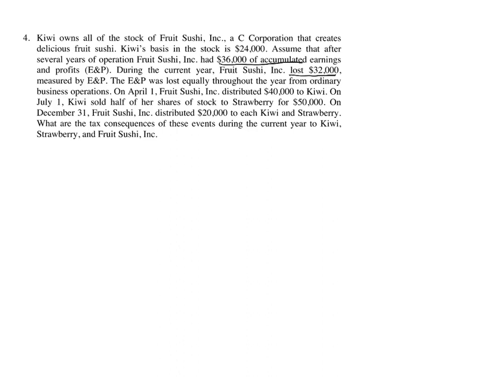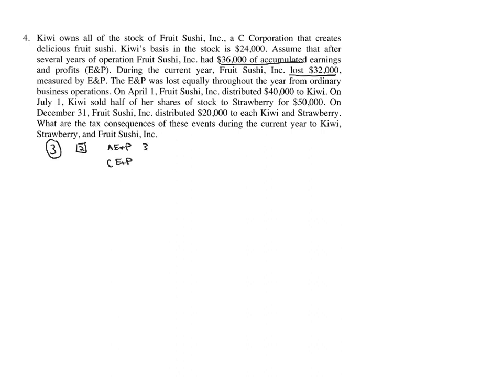The distribution amounts are the same, right? They received $40,000 kiwi on April 1st. Receive 12/31, 20, and 20. That doesn't change. What does change is when you get to step 3, part 2, accumulated E&P and current E&P analysis.